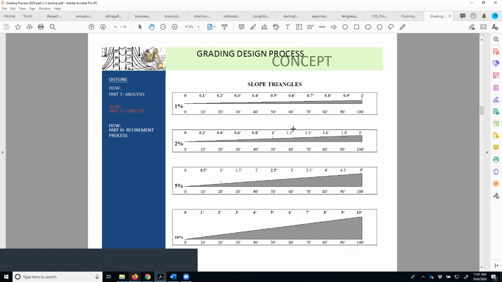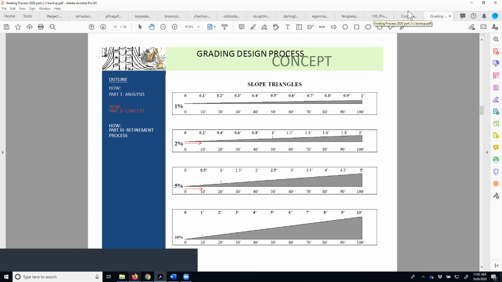So what does that tell me? At 5%, I'm assuming slope triangles are up on your screen? Yes. At 5%, if I go horizontally 10 feet, that means I'm going to go up or down half a foot. At 2%, if I go horizontally 10 feet, I'm going to go up or down 0.2.